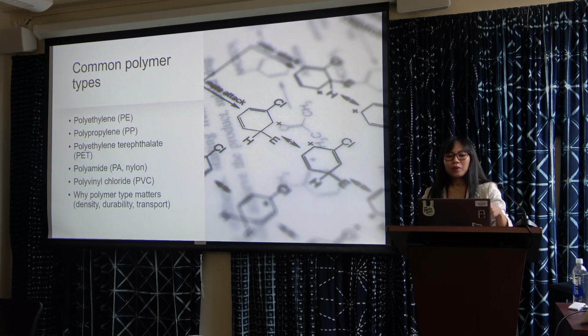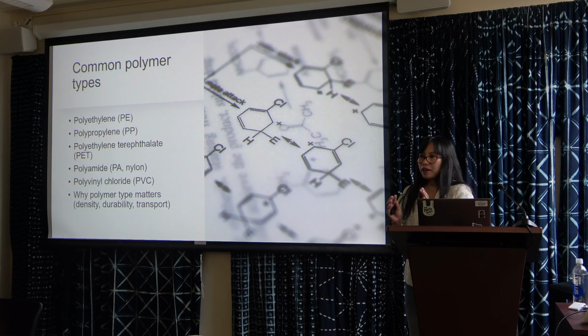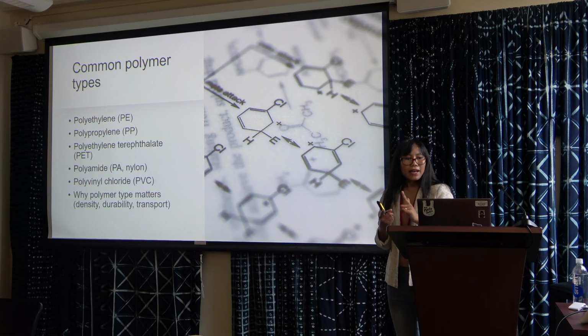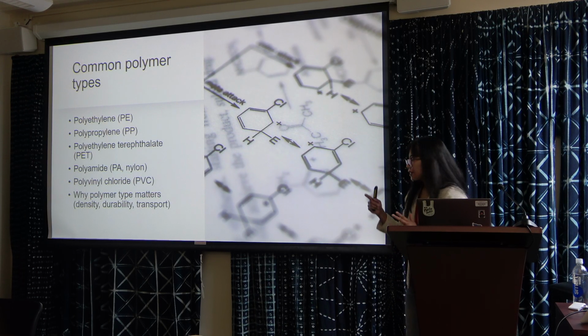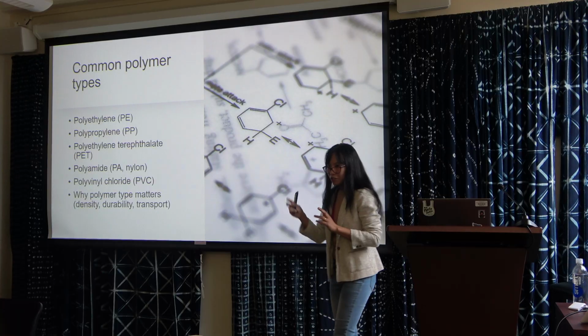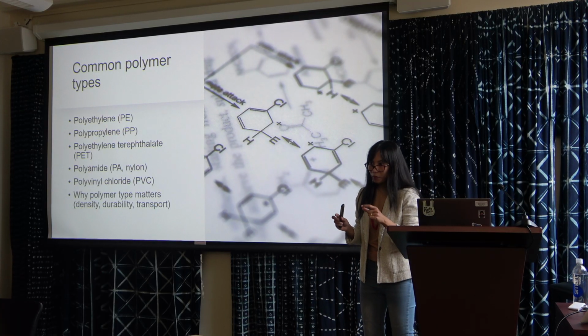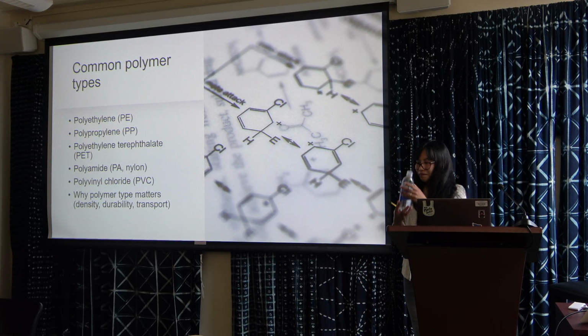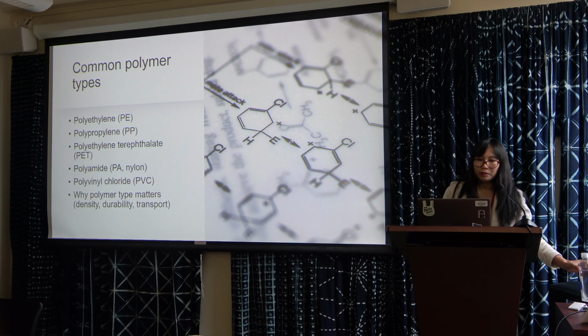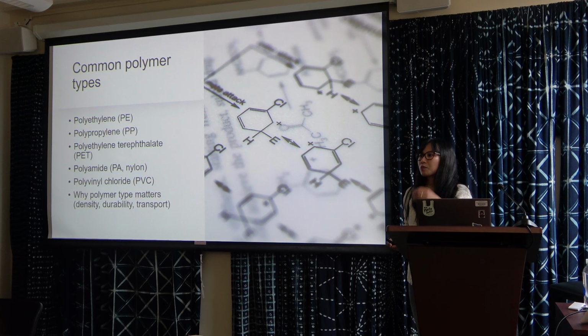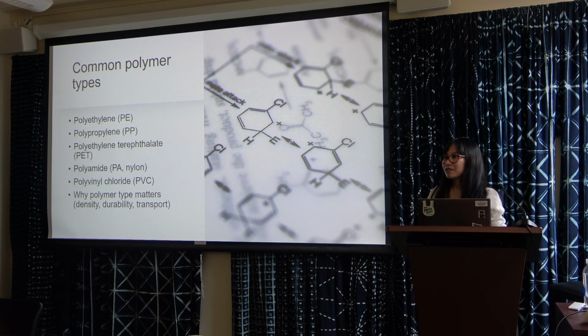So these are the common polymer types. If you have a chemistry background, you already know this. In microplastic, the common polymer types are polyethylene, polypropylene, and PET. PE and PET are mainly used in plastic water bottles, so I brought that one. They are mainly made with PE and PET polymer. Polypropylene is mostly used in food containers and food packaging, and polyamide is nylon, which you know.